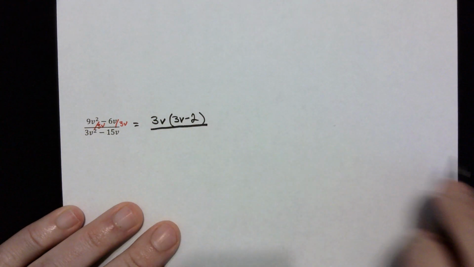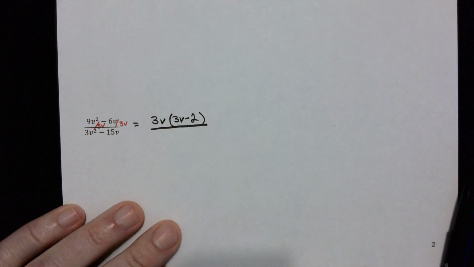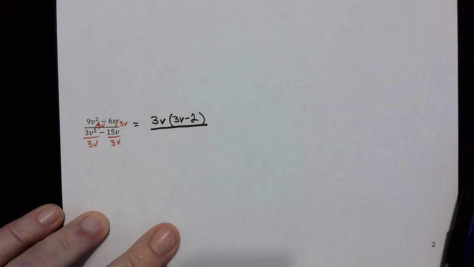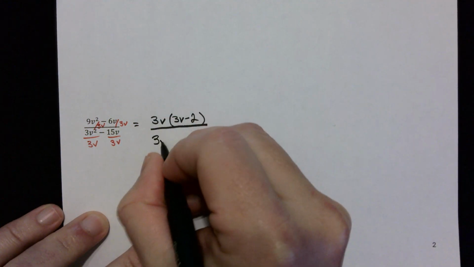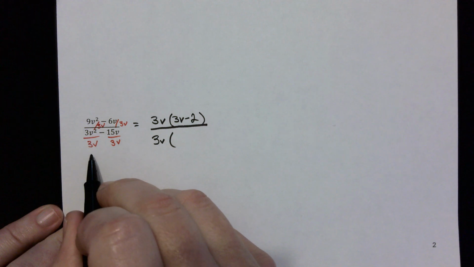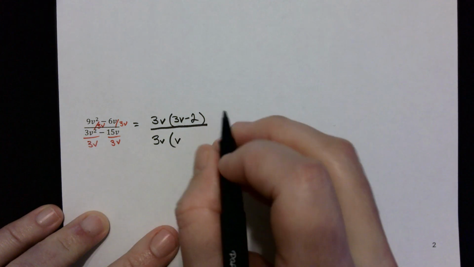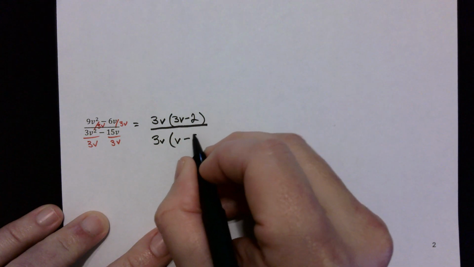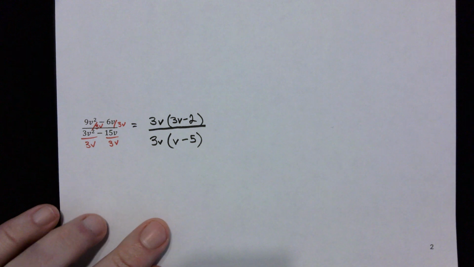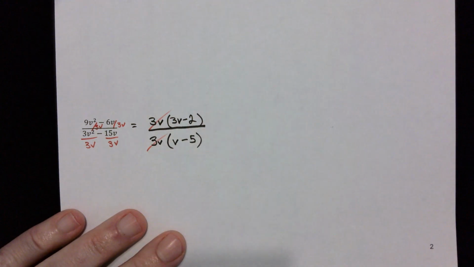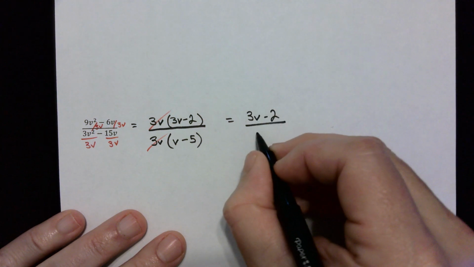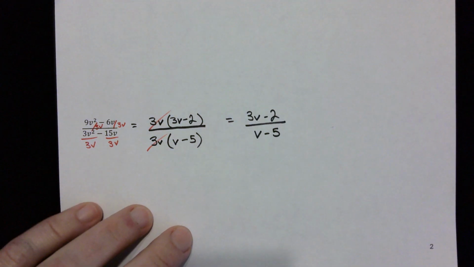That's the top. Now let's look at the bottom. It looks like it's going to be a 3v again that we're factoring out. So I'll divide by 3v on both of these, and I'll put a 3v out front here. What's left? The 3's go away. v squared divided by v is just v. And on this one, here's the minus. 15 divided by 3 is 5, and the v's go away. Now, we have a common factor on top and bottom, the 3v's. So we will get 3v minus 2 on top and v minus 5 on bottom. And that is it.